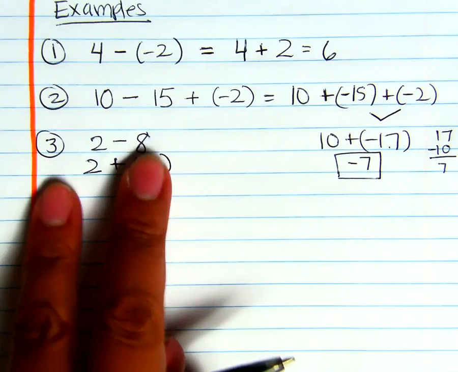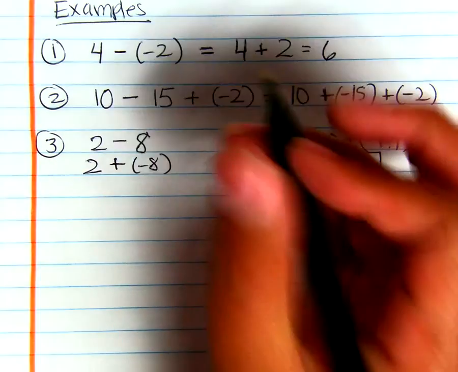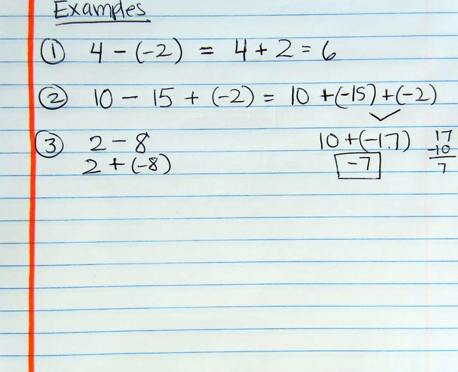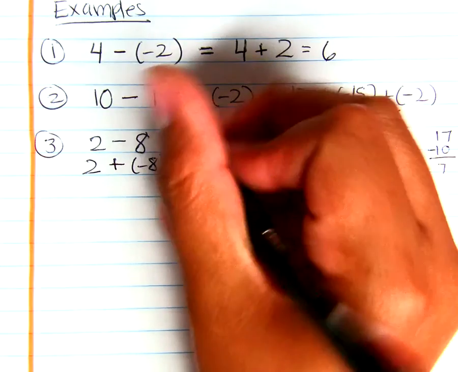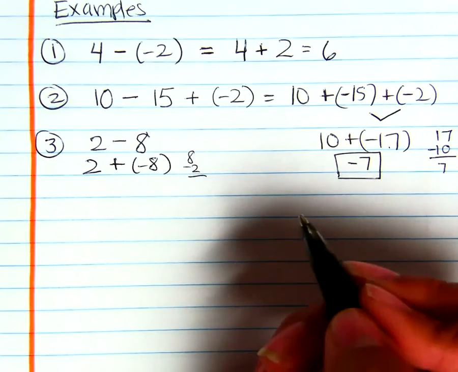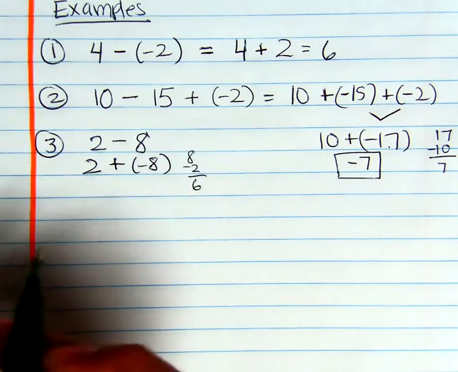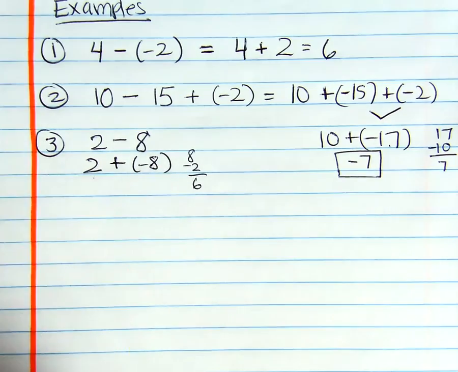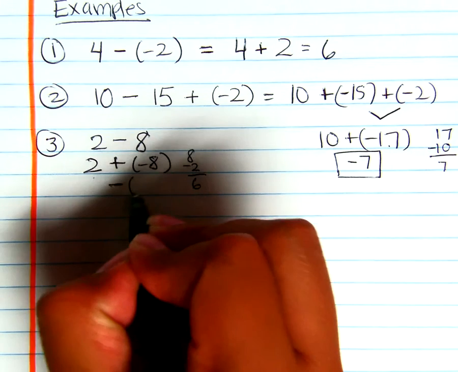Okay, now we look at our problem. Are they the same signs or different signs? Different. What do we do with different signs? Subtract. So what am I subtracting? 8. And what's 8 minus 2? 6. But do we have more positives or do we have more negatives? So it's a negative 6.